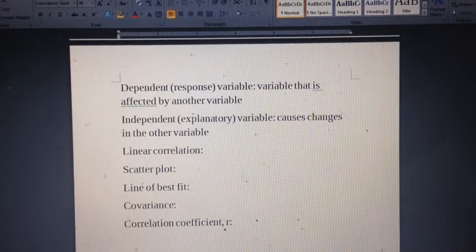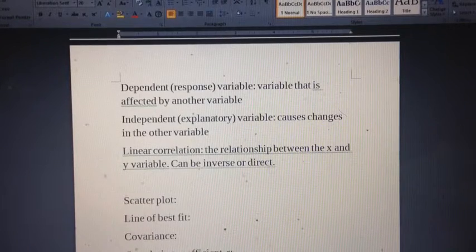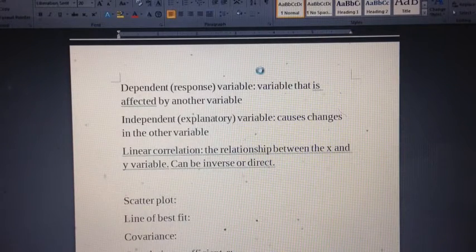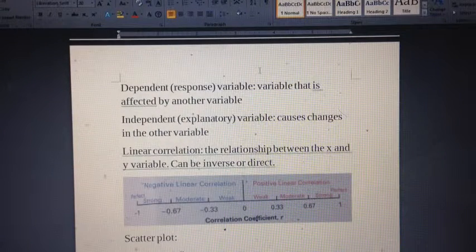Next is linear correlation. The linear correlation is the relationship between the x and y variable, and this can be inverse or direct. I also have a photo here that would help explain it. As this picture shows, linear correlation can be negative or positive, and positive means direct, negative means inverse. For example, a direct correlation would mean as x increases, y would also increase, whereas a negative linear correlation would mean as x increases, y decreases.